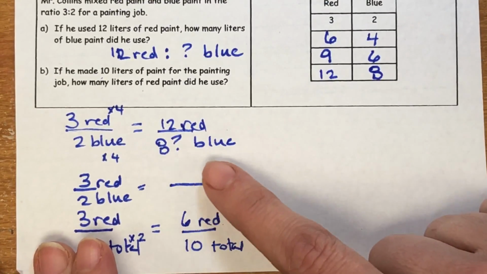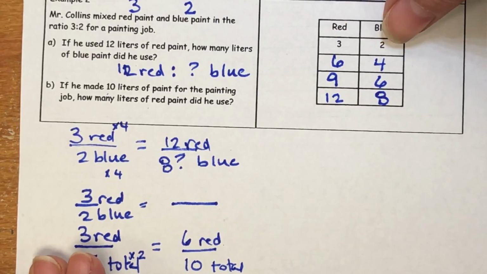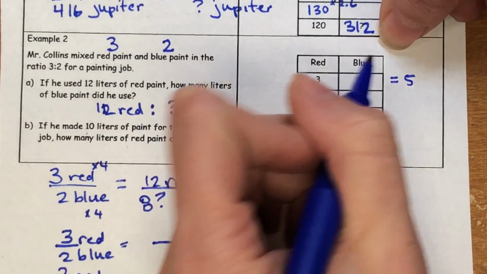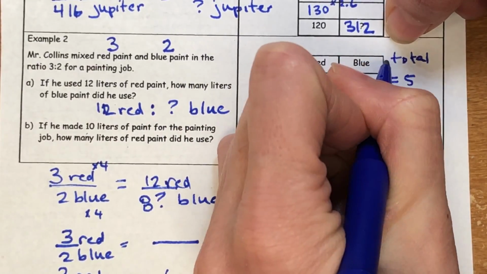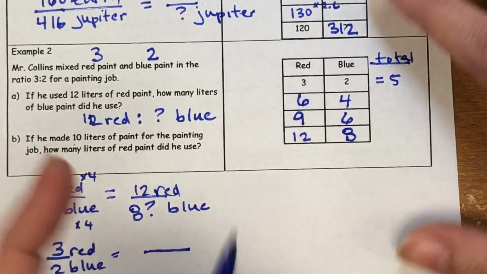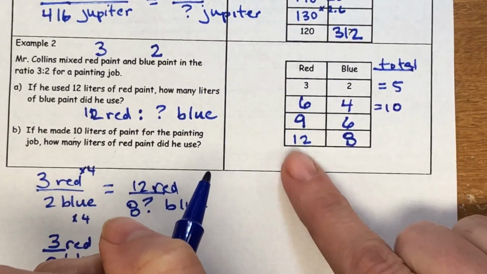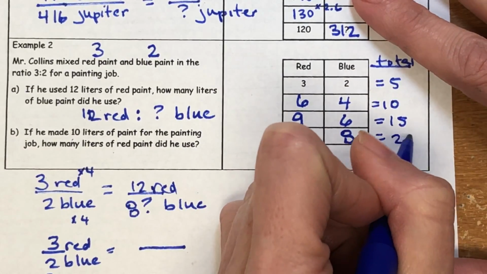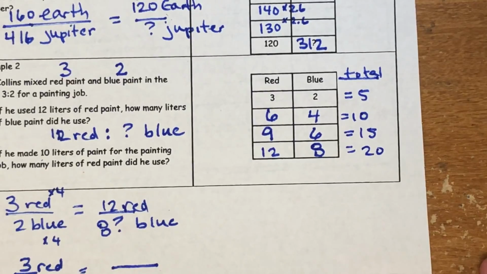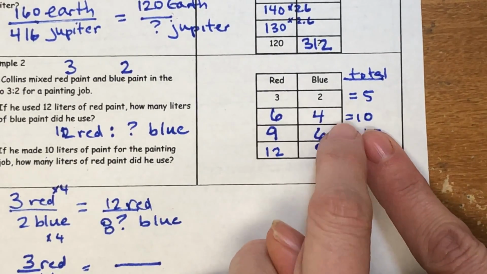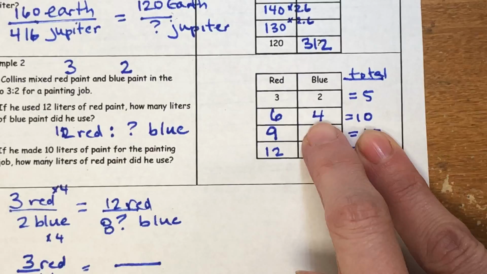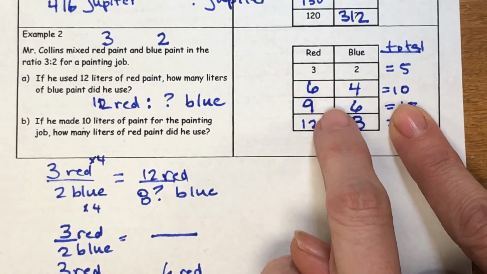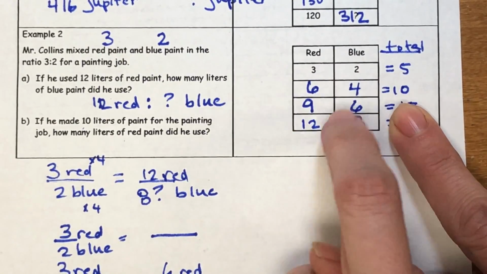I can also tell you that if I add 3 plus 2, red and blue, I get a total of 5. So this is my total. If I add 6 and 4, I get 10. If I add 9 and 6, I get 15. And if I add 12 and 8, I get 20. So the pattern is that if I look at the total of 10, I can tell how many red and how many blue I have. Down here, I got 6 red and 4 blue, which adds up to 10.